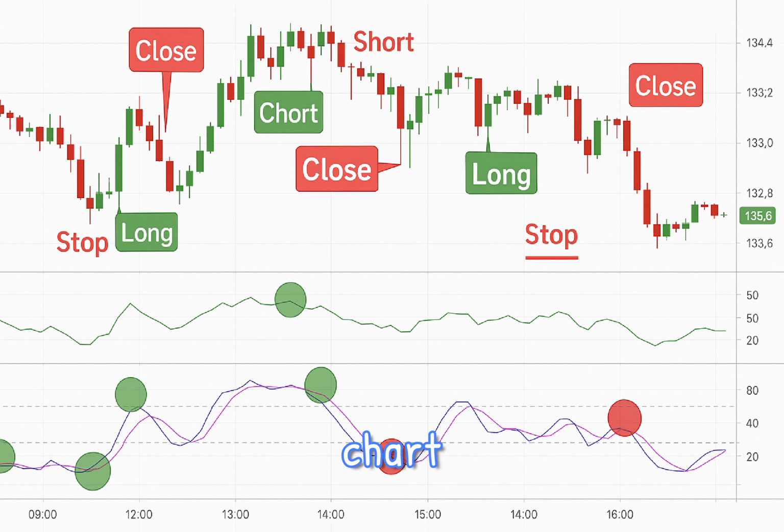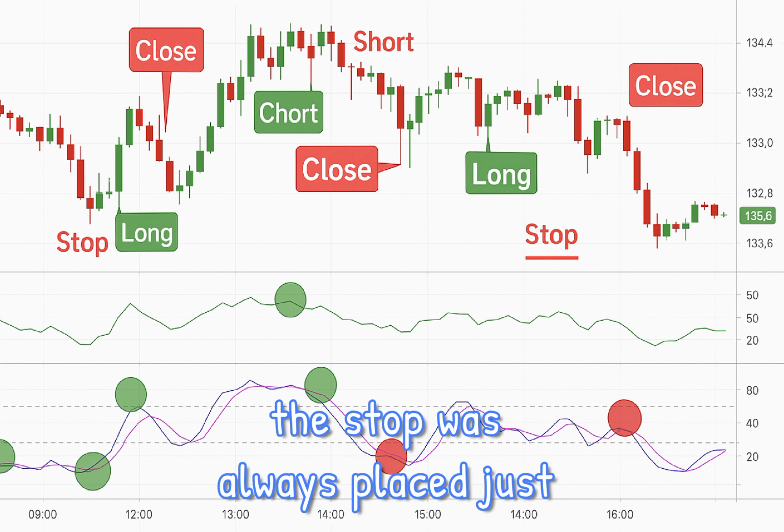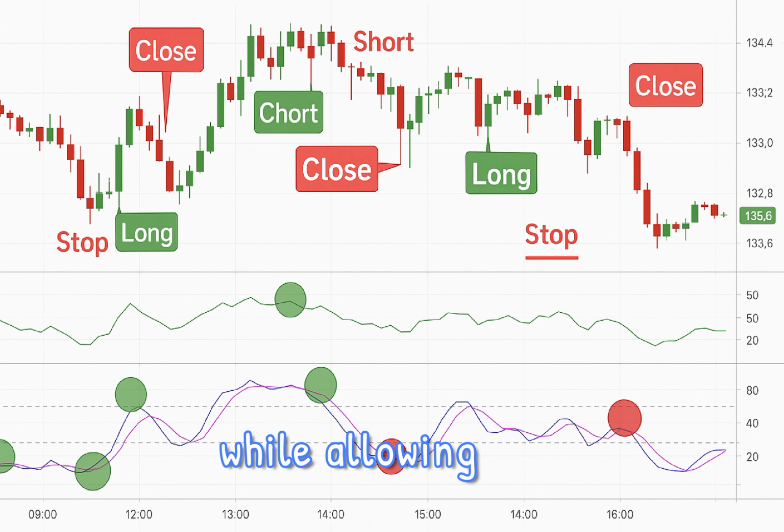Every trade on this chart had a calculated stop loss. Whether it was a long or short, the stop was always placed just beyond the structure, either below the previous low or above the last high. This is a critical part of the strategy because it helps manage risk while allowing the trade room to breathe. Having this discipline is what separates successful traders from emotional ones.